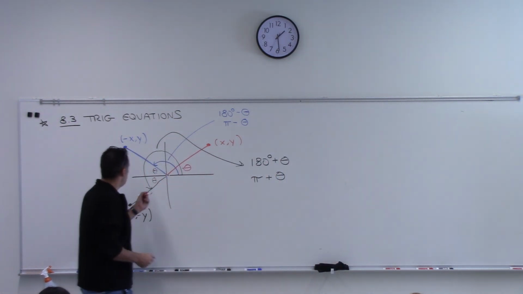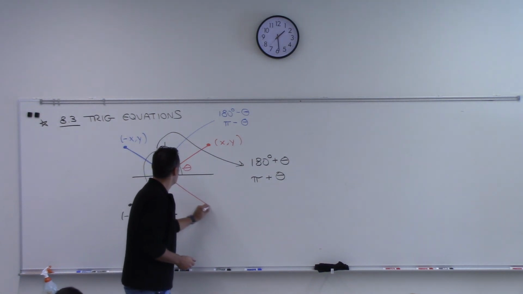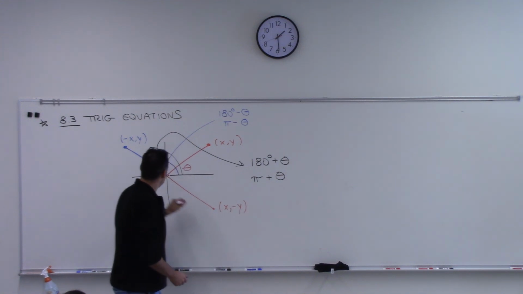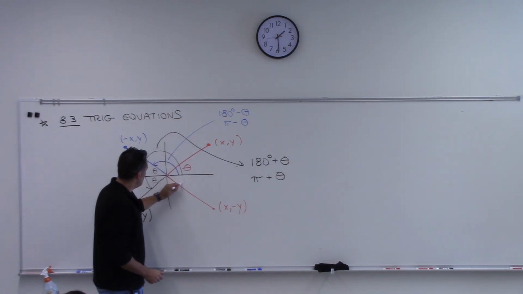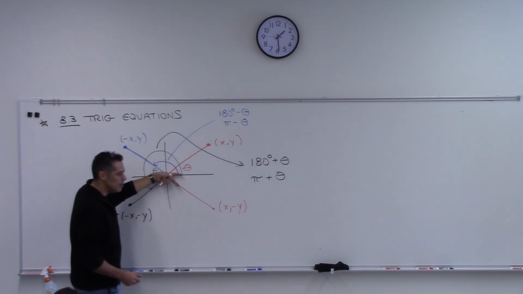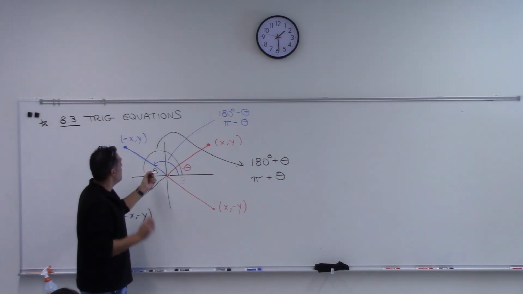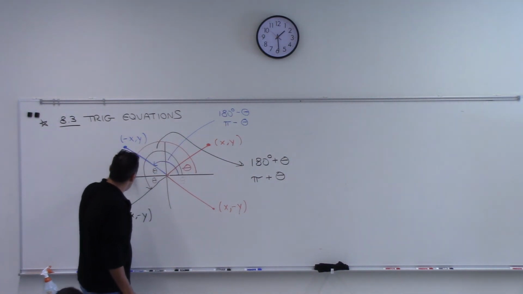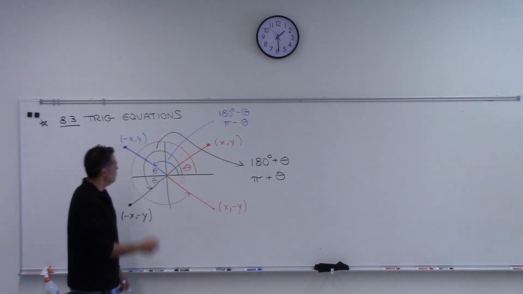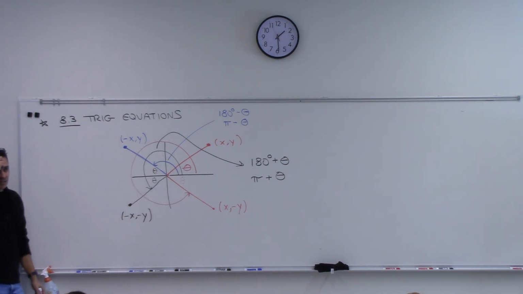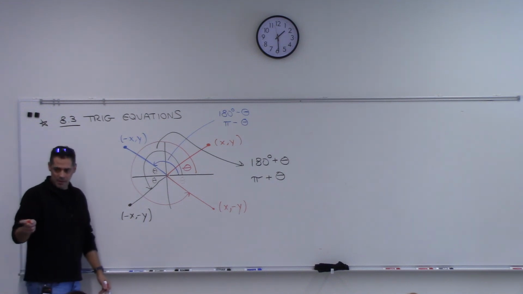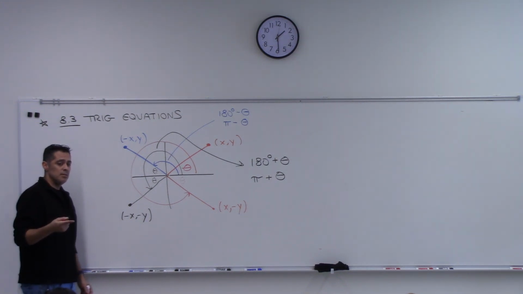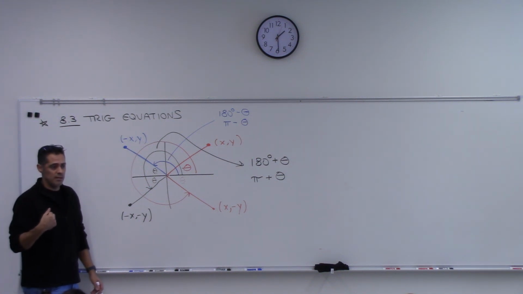So now I'm going to reflect it down here. So now you're positive x, negative y. So now it's almost like your theta is this angle from here to here. So what would this angle be, the angle all the way around to there? 360 minus theta, or in radians, 2 pi minus theta.